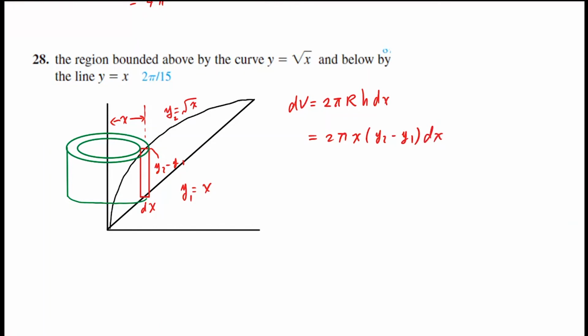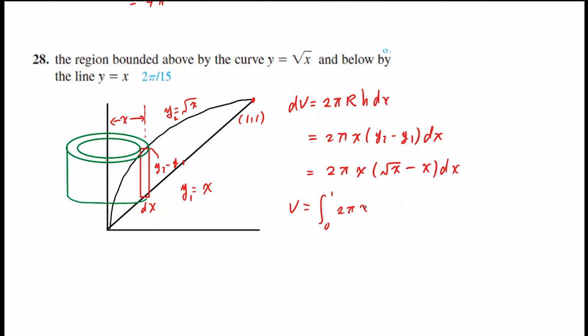Any questions so far? And y2, y1 happens to be 2 pi x, and y2 is square root x. Minus y1 is just x. Good. And then dx. Now we are ready to integrate. So v is from, do you see that this coordinate is 1, 1? I'm going to put it underneath. So 0 to 1, 2 pi x.